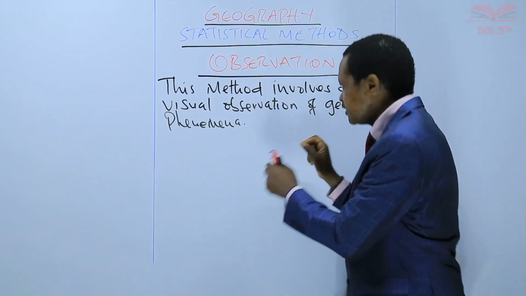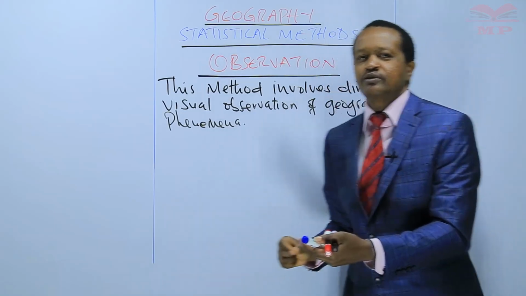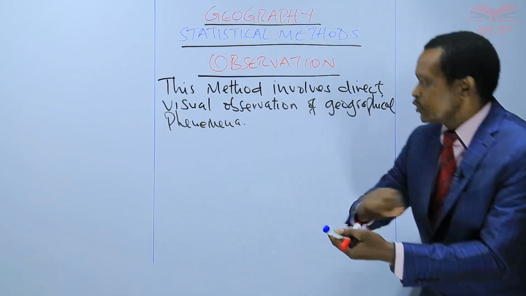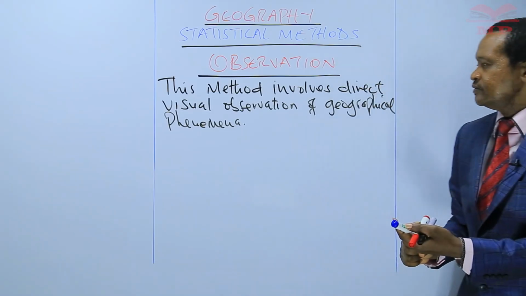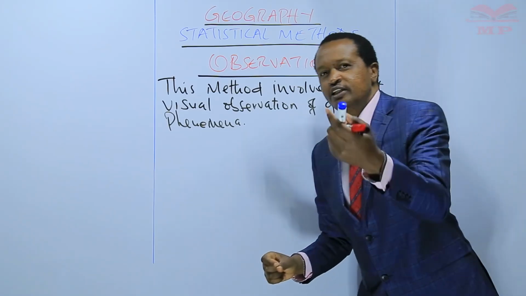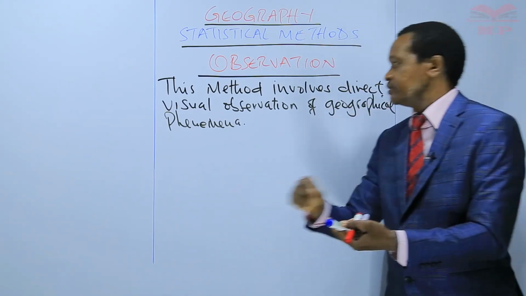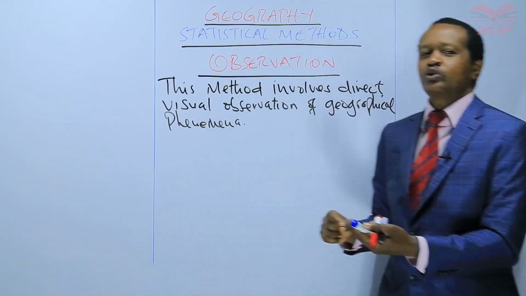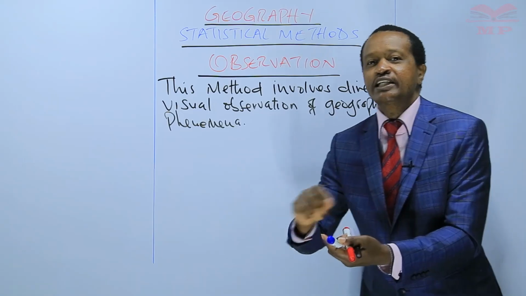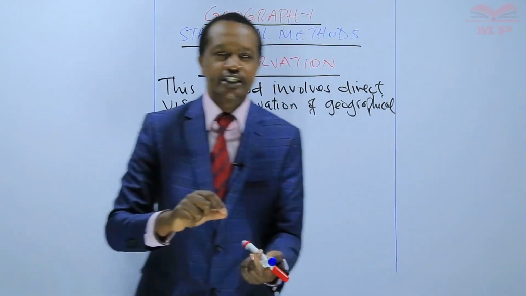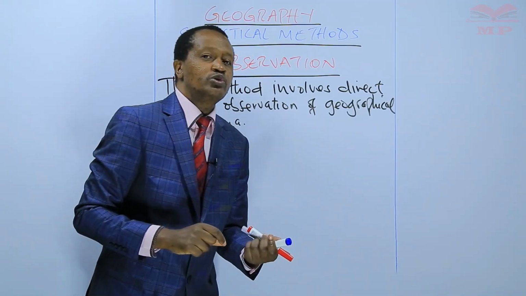Then as you are observing, learners, you do what? You take notes. Take notes as you observe. That's why in English, learners, we teach you how to take notes. So notes on observation made should be written immediately. As you are observing, you need to write immediately so that you do not forget.